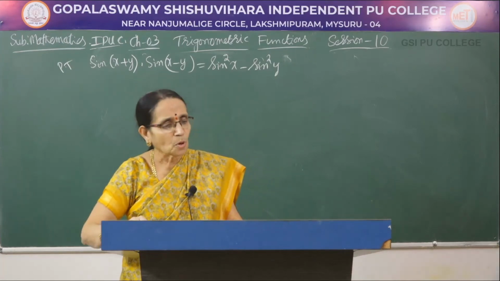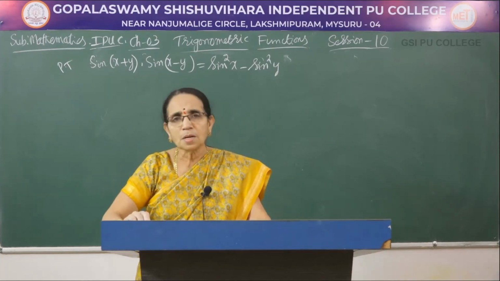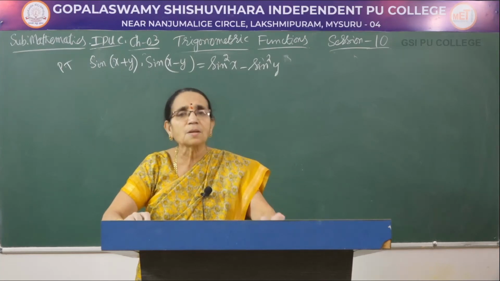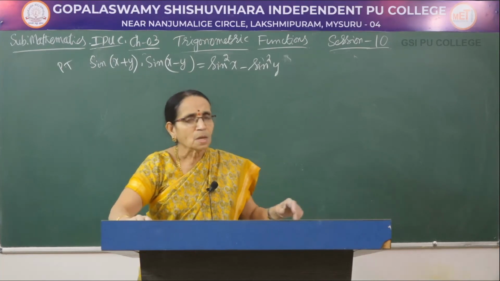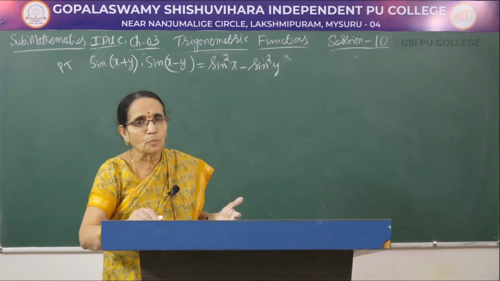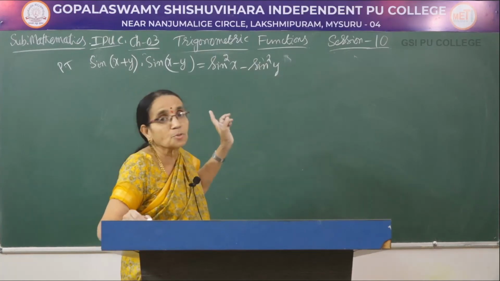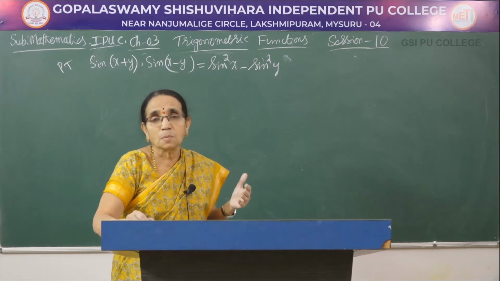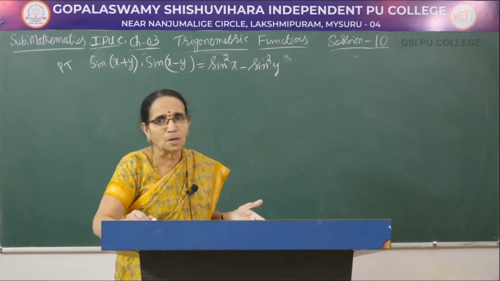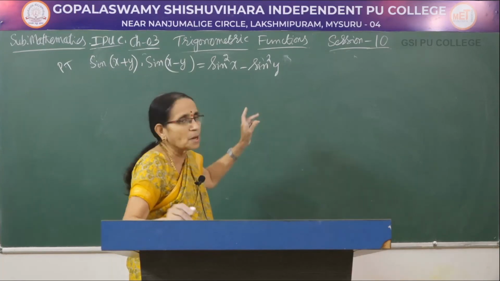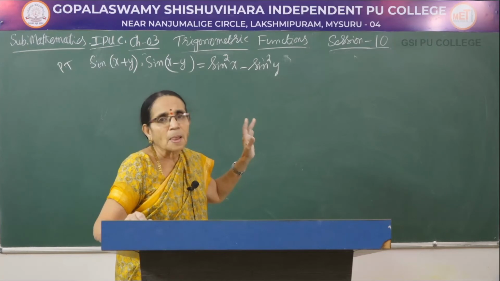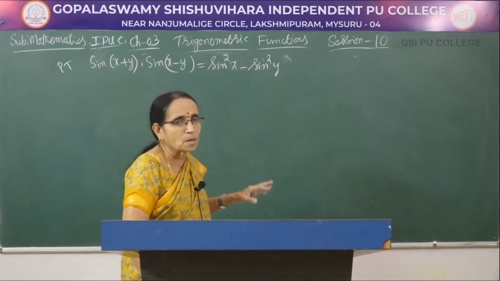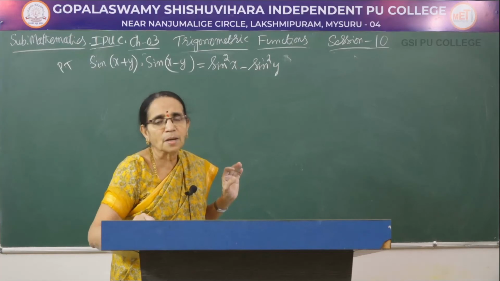Students, this problem we are working out as a problem, but you can use this as a standard result also. Sometimes when you go to other branches of mathematics, we may come across this product sin of x plus y into sin of x minus y, or it can be sin of a plus b into sin of a minus b, like that. So, the right hand side would be sin square of the first angle minus sin square of the second angle.